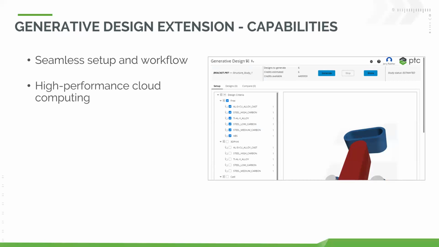The nice part about this is your selections can vary. You can store all kinds of different design criteria in the GDX study. And then once you open GDX, if you don't want to include, let's say, the steel low carbon or the ABS, you just unselect those boxes, and it'll run the generative design study on the remaining selections that you have.